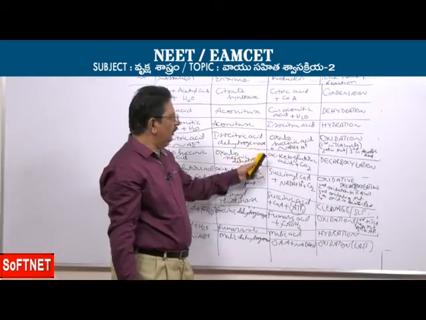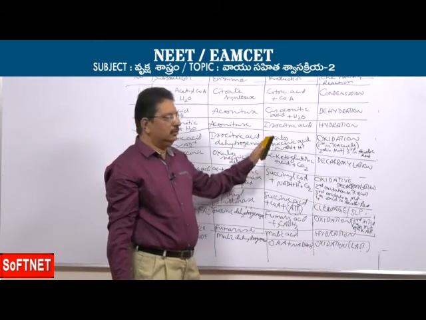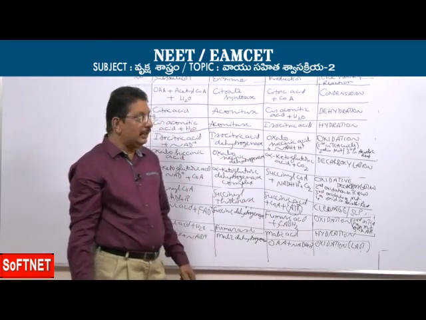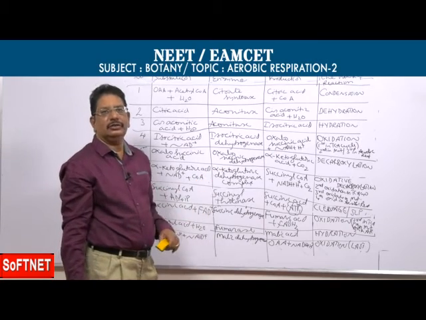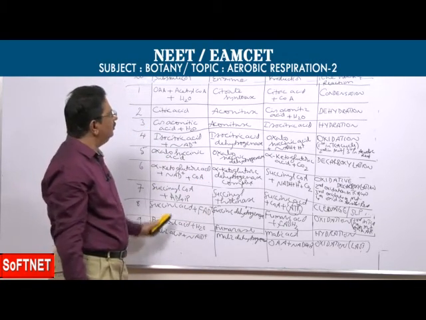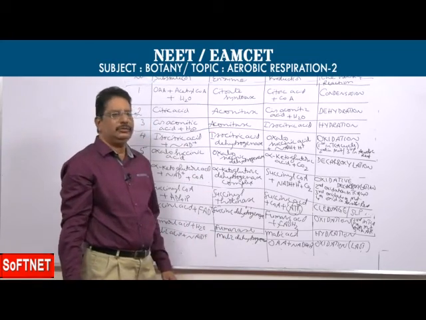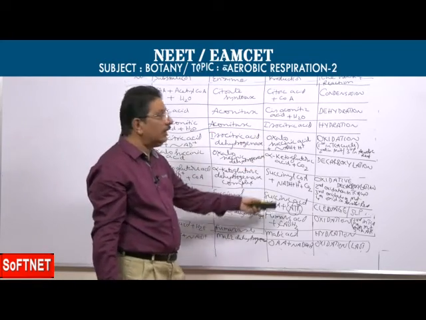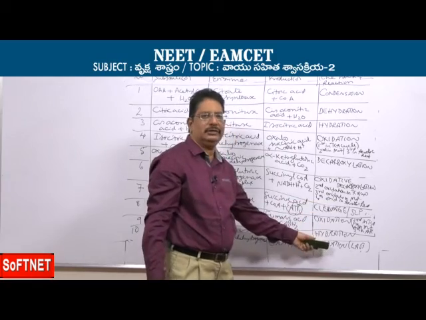So, finally, the total list of reactions that occur in this Krebs cycle. There are 10 reactions, 10 different enzymes and products, the chemical nature of all those reactions.